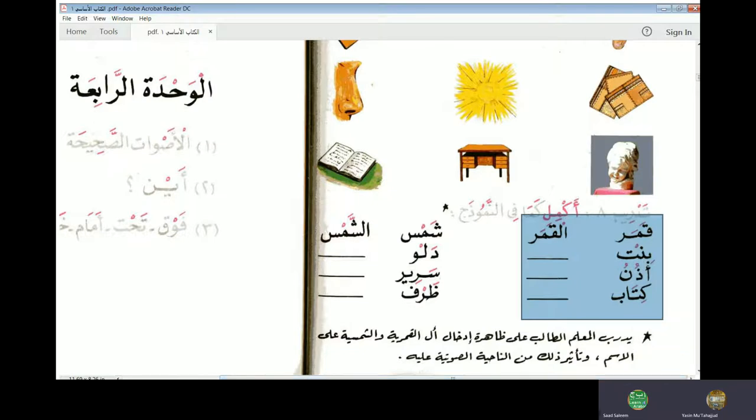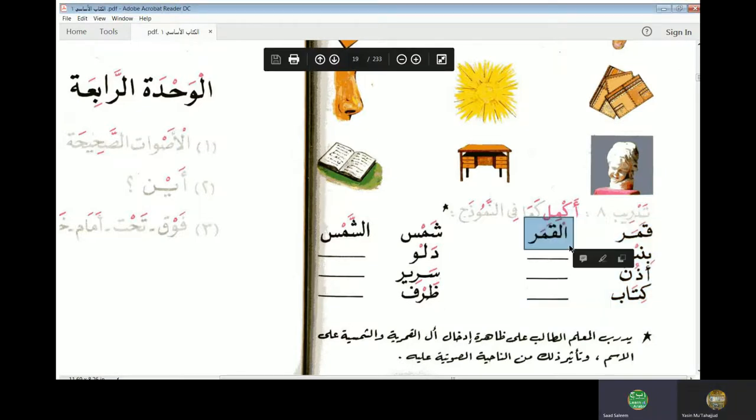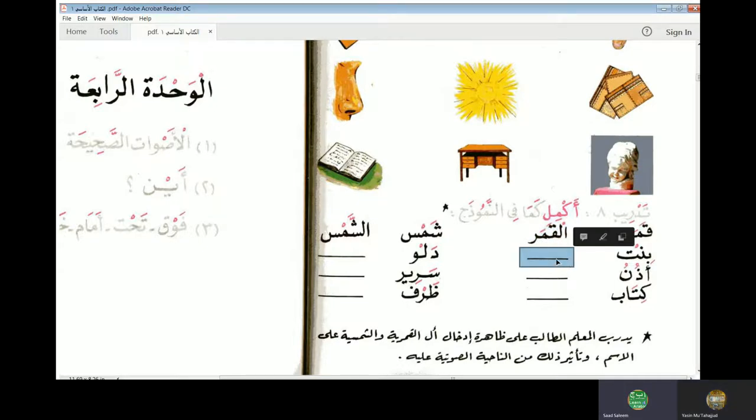Read this. Okay, so we have, is that qamar? Yes, qamar, like moon, correct. Qamar, and then Al Qamaru. Oh, okay, so I pronounced it. Bint, Al Bintu. When we have Alif Lam at the start, we have Dhamma at the end. Udhunu, Al Udhunu. Correct. Kitab, Al Kitabu.